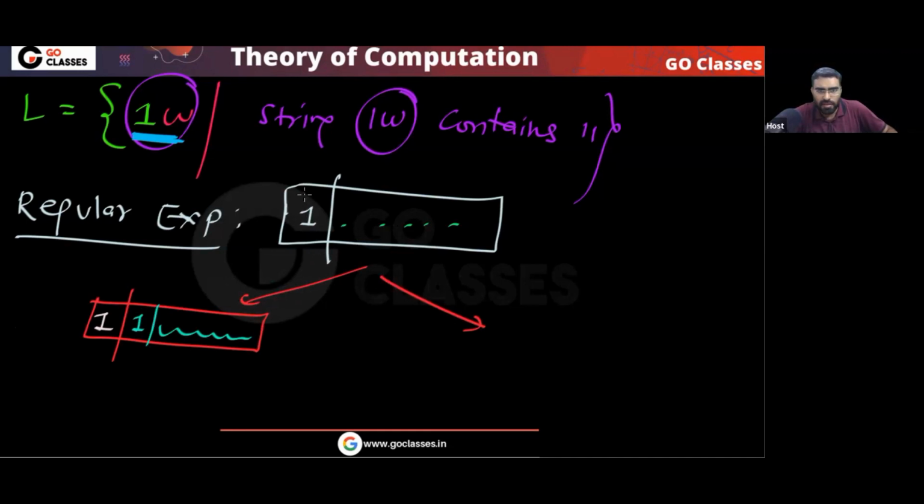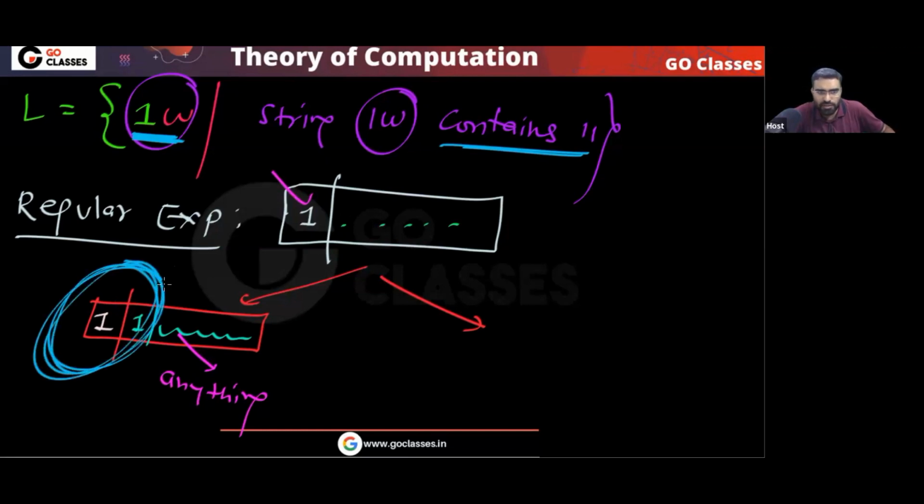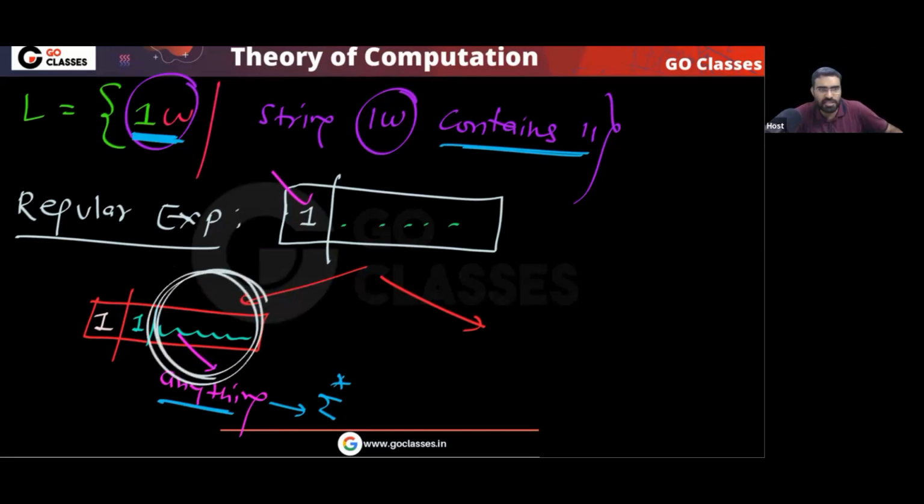Please understand, your string will start with 1. If the second position is also 1, then what can come here? Anything. Now anything can come here because your task is over. Do you agree with me? You want to contain 1 1, and that is fulfilled. Your task is over, so anything can come here. Anything means sigma star; here you can put any string.